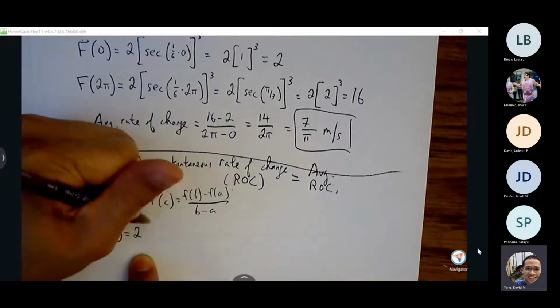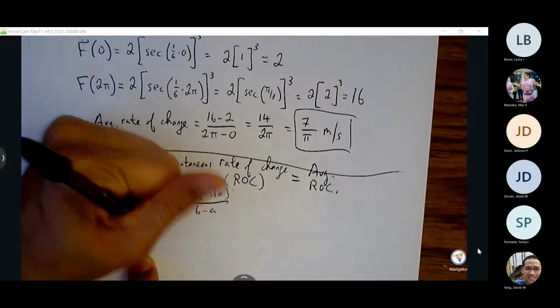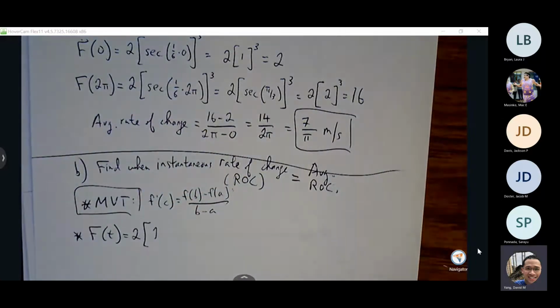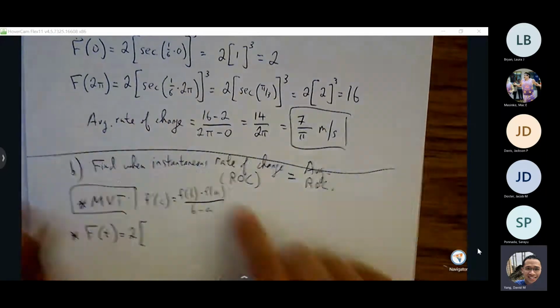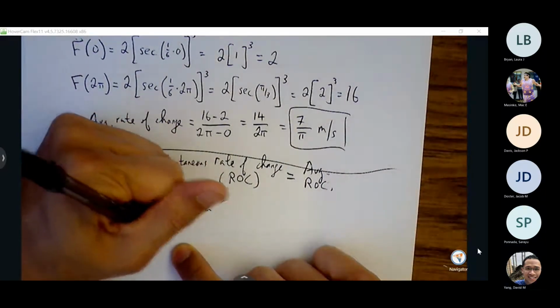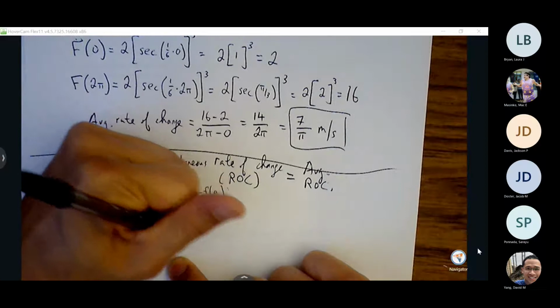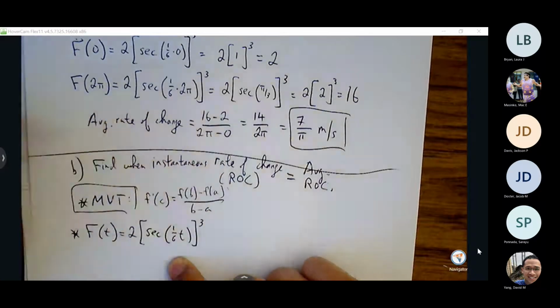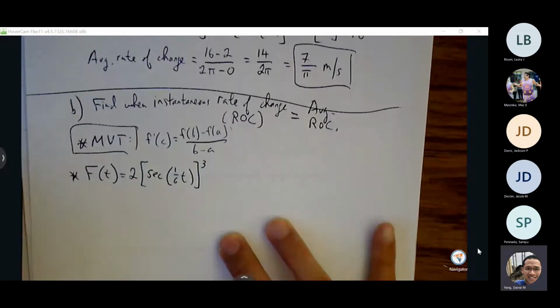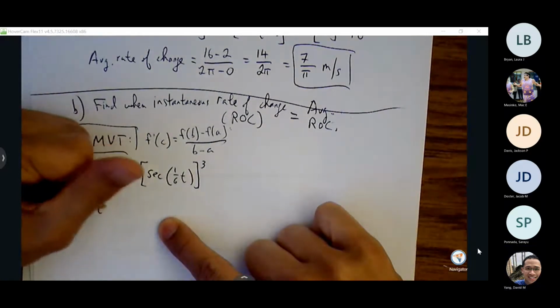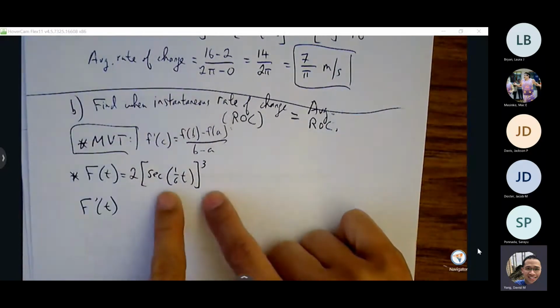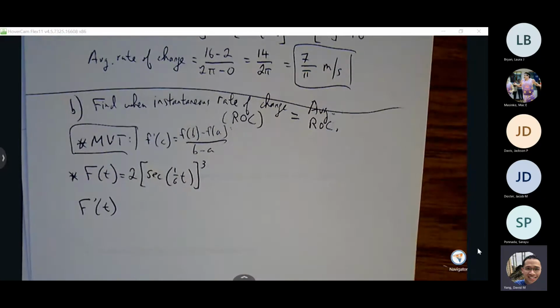So again, here's my original function. Okay, to find the derivative, I have to go through. Now I can use what? I want to find the derivative. So now it's chain rule, right? Now we got to deal with outside, inside, inner.